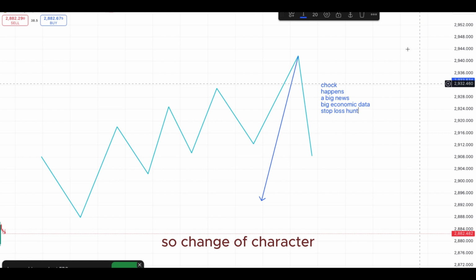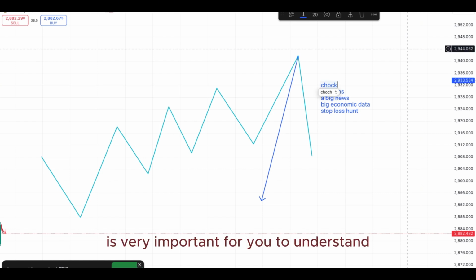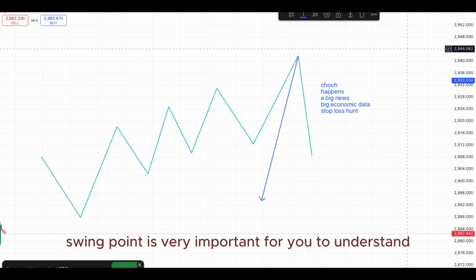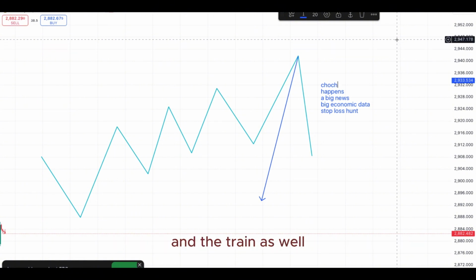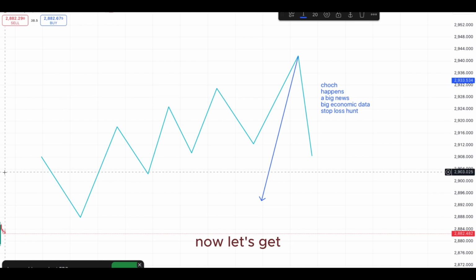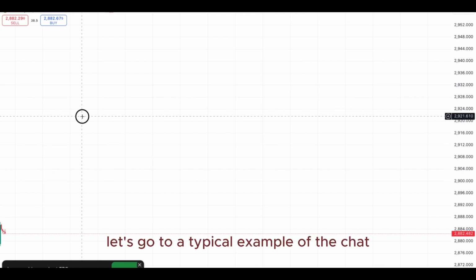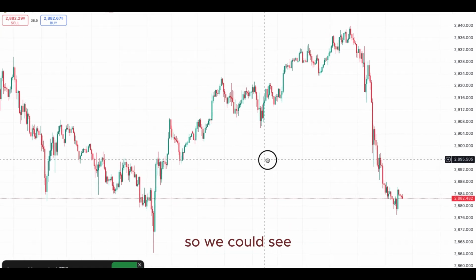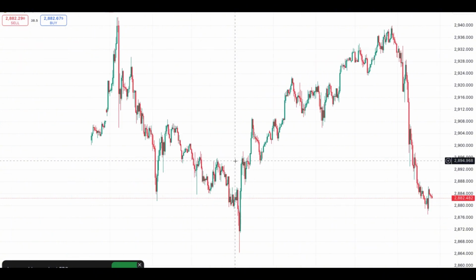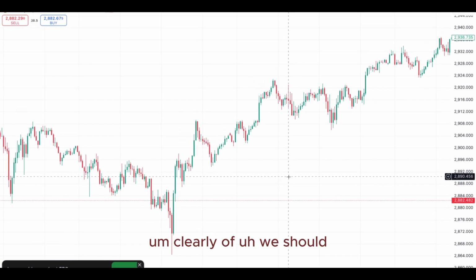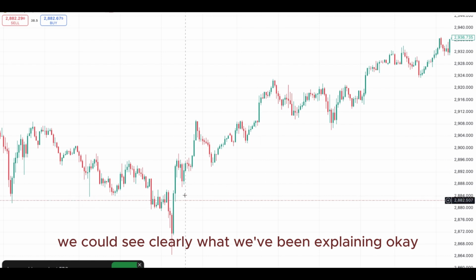Change of character is very important for you to understand. Break of structure is very important for you to understand. Swing point is very important for you to understand, and the trend as well is very important for you to understand. Now let's go to a typical example of the chart so we could see clearly what we've been explaining.